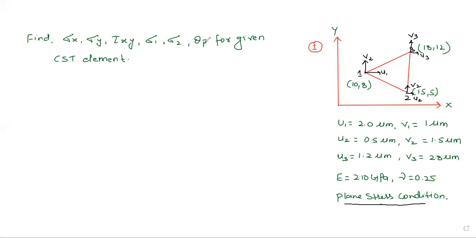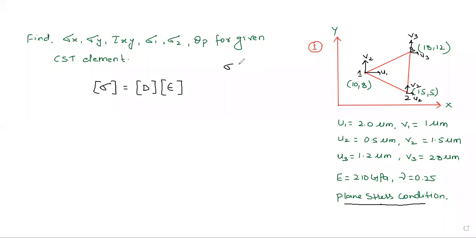So how will we approach this type of question? If you remember, in the previous lectures we have discussed that the sigma matrix, that is the stress matrix, can be written as D matrix into epsilon matrix. This is nothing but Hooke's law. This is the generalized Hooke's law. Why is this the generalized Hooke's law? Because this is valid for 2D, 3D, or 1D, any.